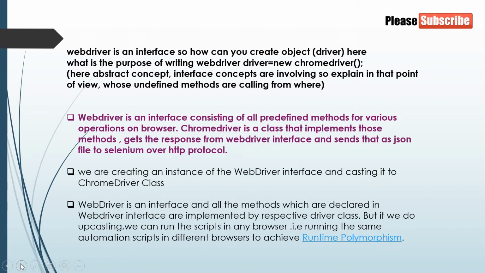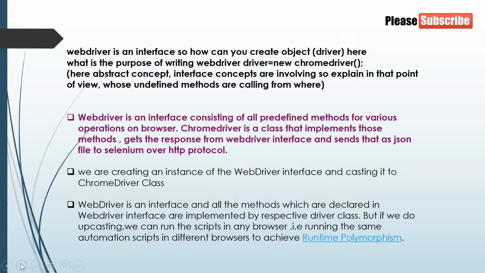Okay, so this is the question, guys. The driver is an interface. So how can you create an object of the driver here? What is the purpose of writing WebDriver equals new ChromeDriver? So here is a trick. You have to explain in terms of abstract concepts, interface concepts involved in that. Whose undefined methods are being called from where? Okay, what are the undefined methods?